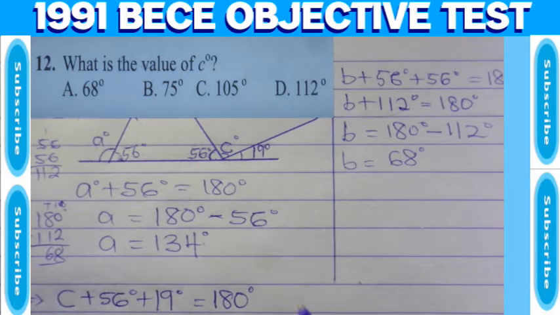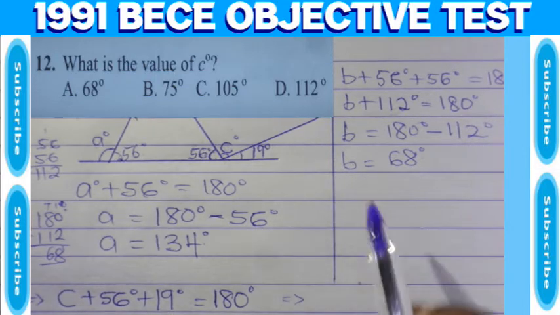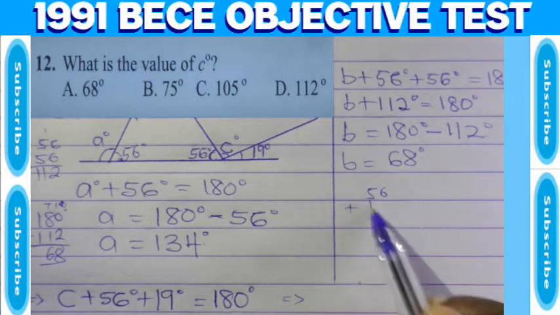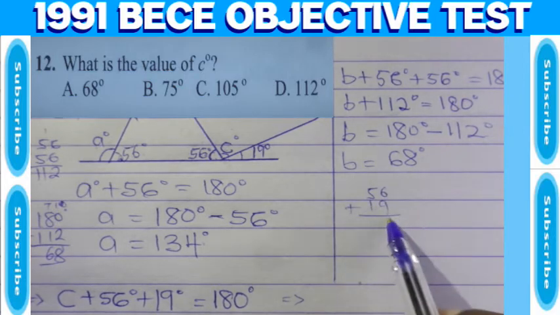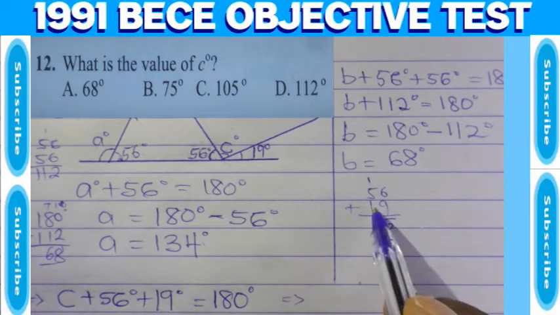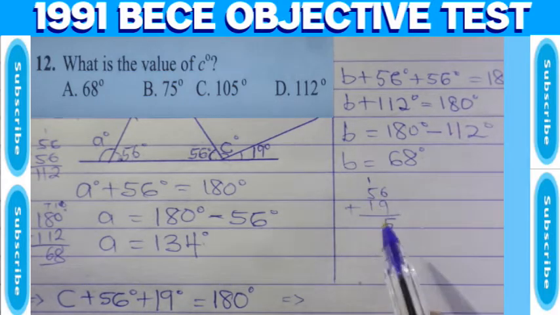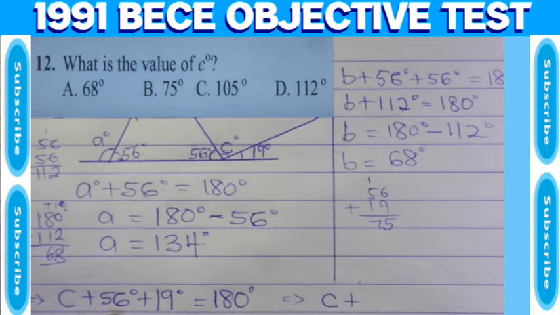So let's see, going forward from here, let's add 56 to 19. So 56 plus 19, and then we have 15 over here. We write 5, remember 1. We add the 1 over here. 1 plus 5 is 6, 6 plus 1 is 7, 75. So we have C plus 75 degrees, which is equal to 180 degrees that we have here.